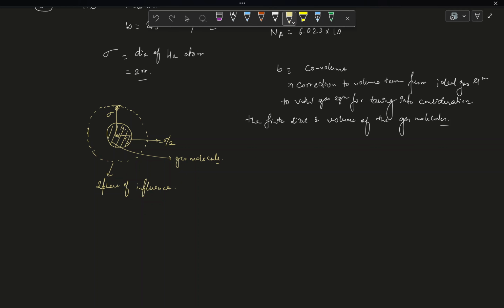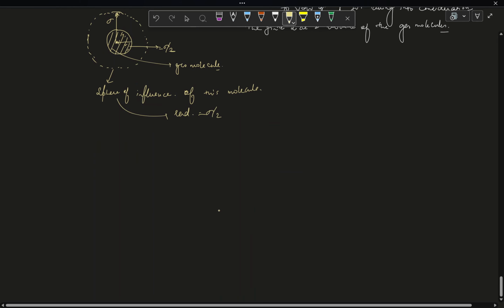It is basically the same as the collision cross-sectional consideration, because any gas molecule that comes in the range between that 0 to sigma, center to this circumferential distance around this gas molecule, anywhere they come, they will collide with this particular molecule that is in the yellow dashed line circle, right? So this is the sphere of influence of this molecule, and the sphere of influence has radius of sigma by 2 and diameter of sigma.